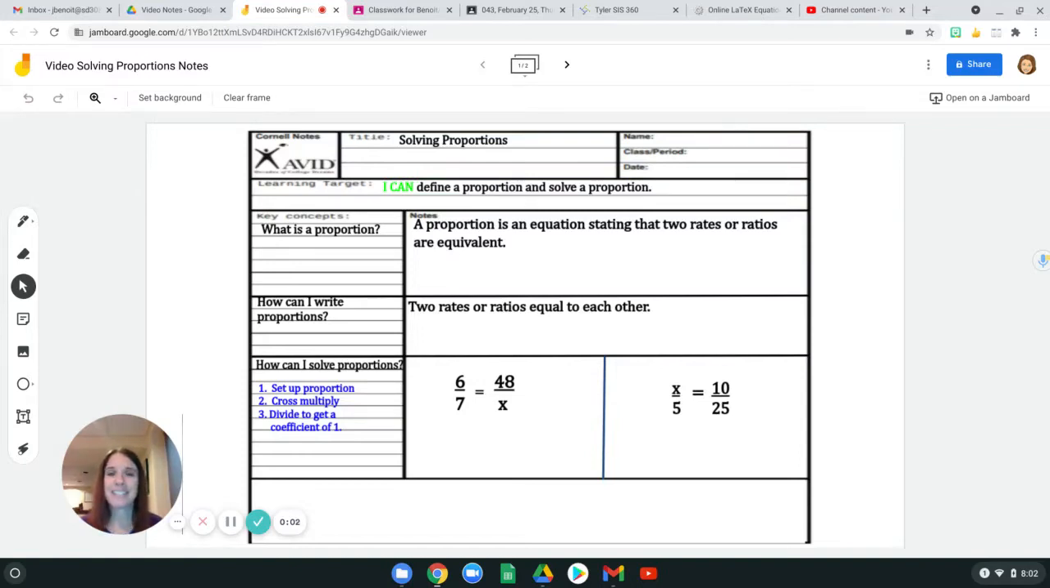Solving proportions. That's what we're going to look at today. Please get your note packet ready. Open to the page that says solving proportions. If you do not have this note packet, you are doing this in your learning log.